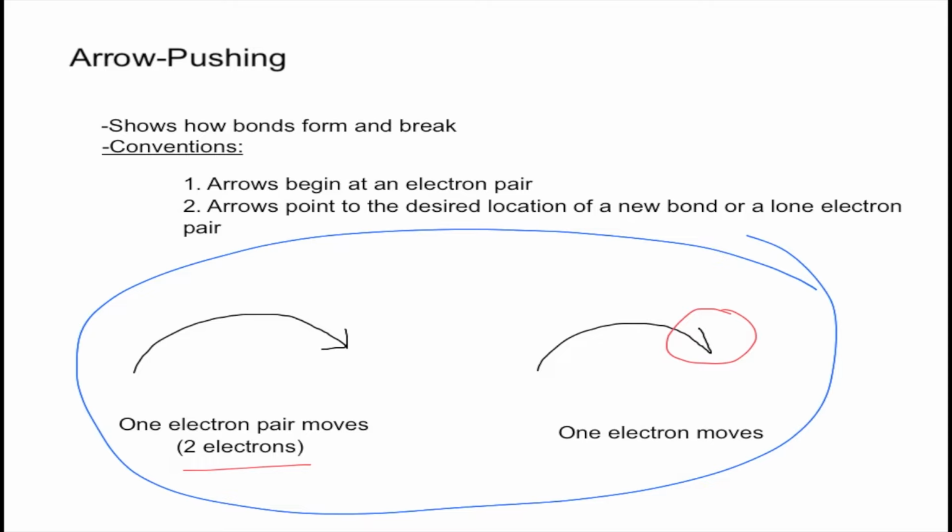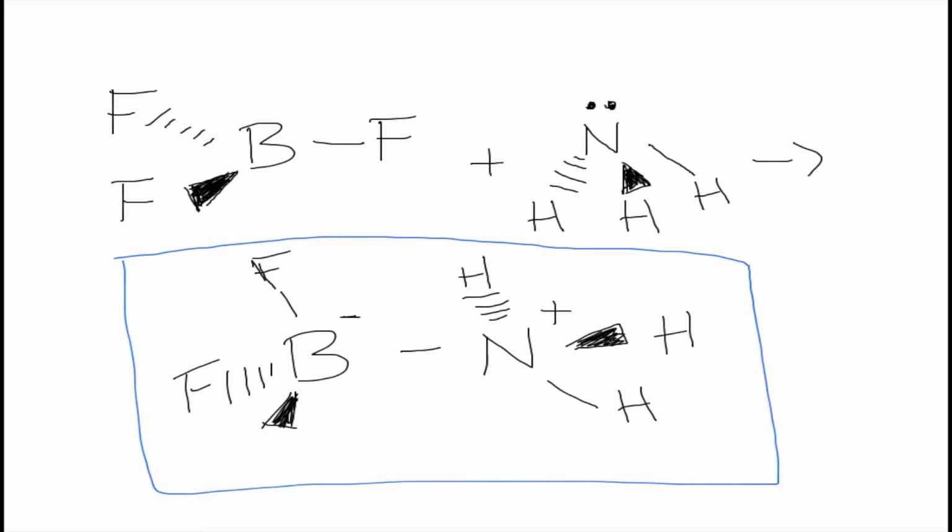Now the second step states that arrows point to the desired location of a new bond or a lone electron pair. So we will begin an arrow at an electron pair and point it where we want the new bond to form. Let's solve a couple problems to show this better. So first, we have these two reactants and we want to show how this product was formed. And of course, we have to use our arrow pushing conventions to do that.